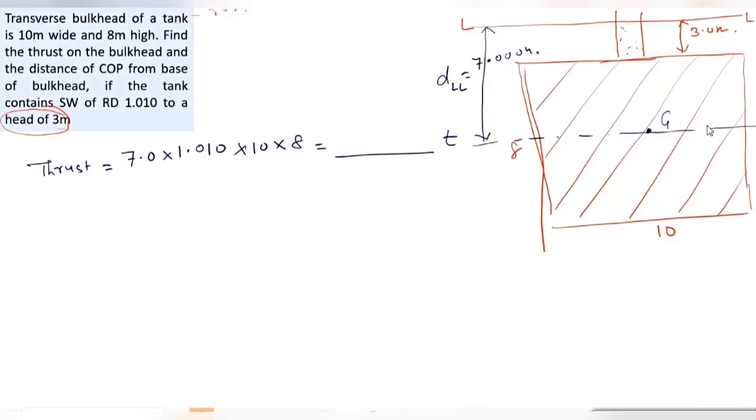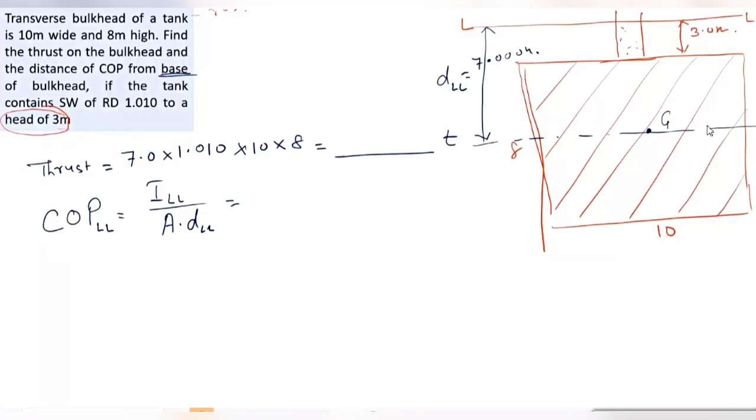Second is I have to calculate the COP, but he wants COP from where? He wants from base, but my formula does not give me from base. My formula will give me from wherever it is giving. That's all. So my formula is going to give me the distance of the COP from liquid level. The formula is ILL upon A into DLL. A I have, DLL I have. I don't have ILL.